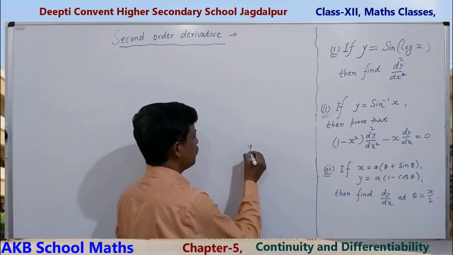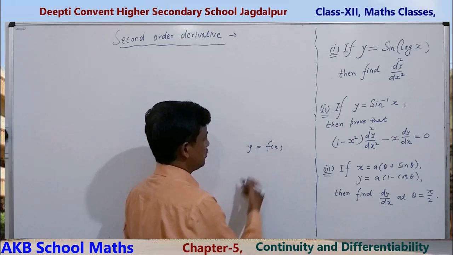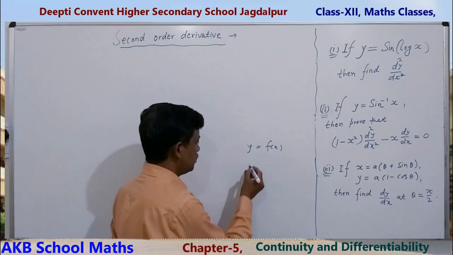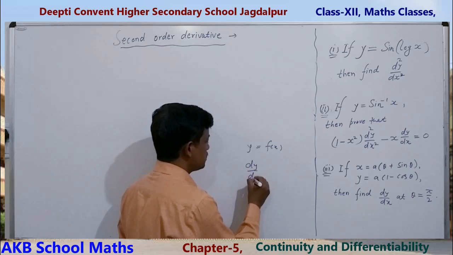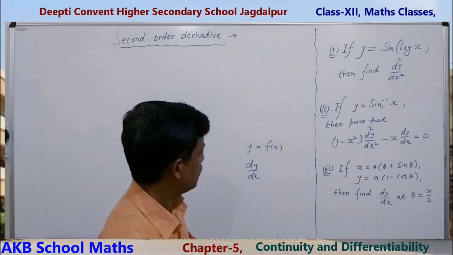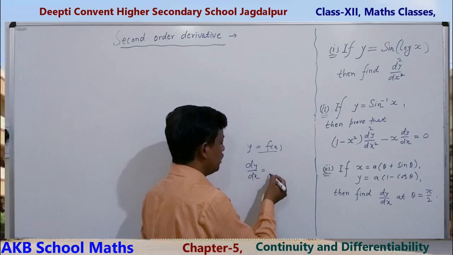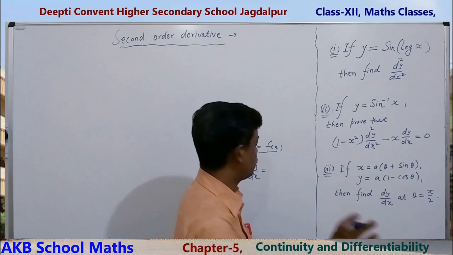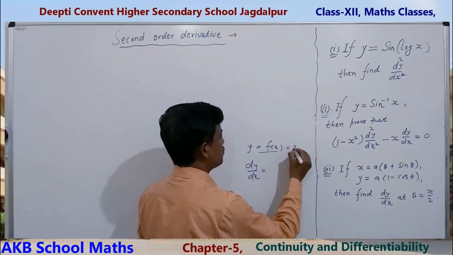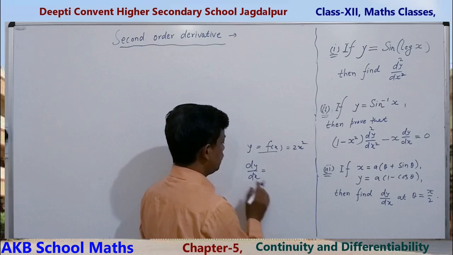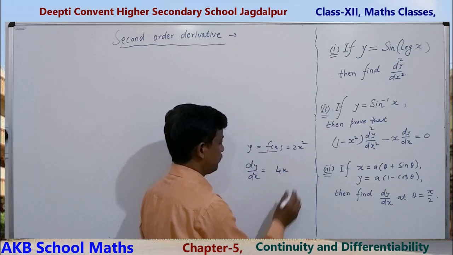dy by dx, this y is a function of x. Then one time differentiate, that means dy by dx. That means we have to differentiate the function. And suppose for example this is equal to 2x square. Then first time differentiate, we get 4x.